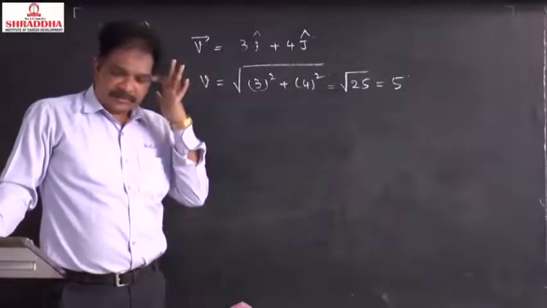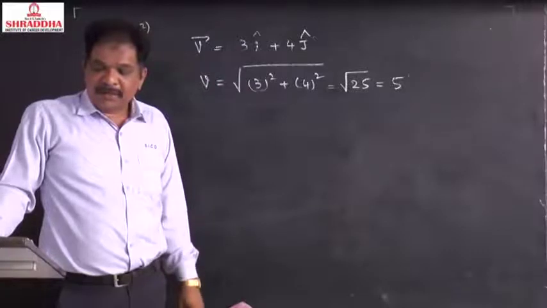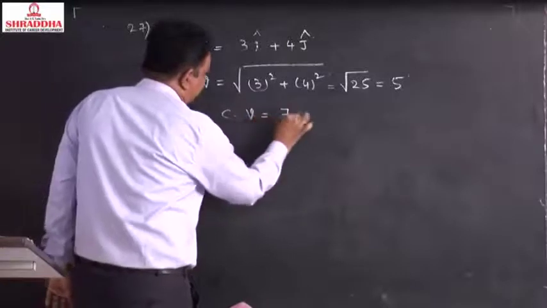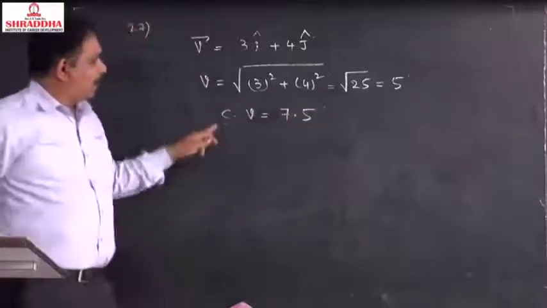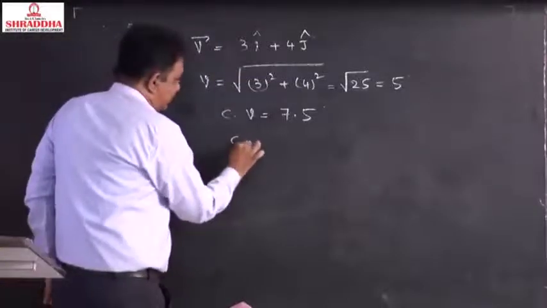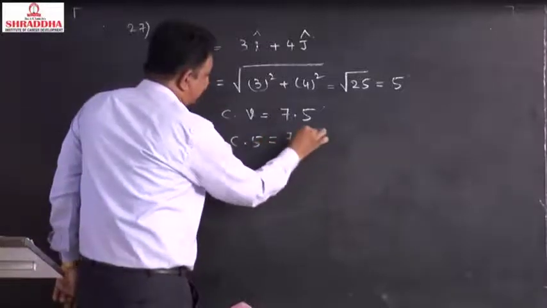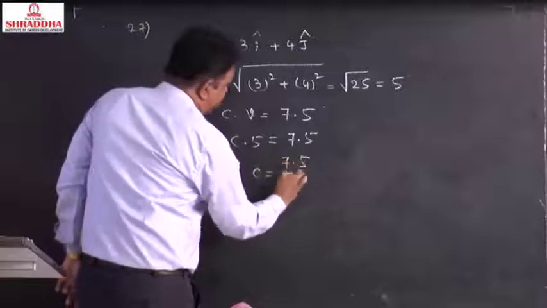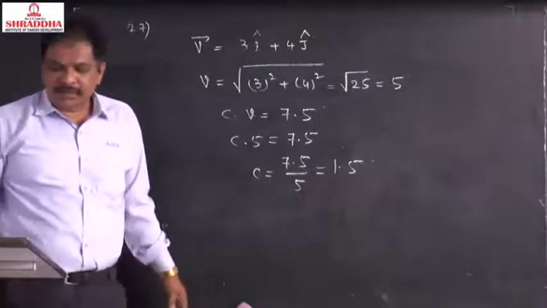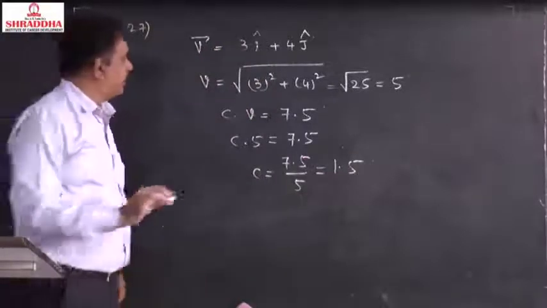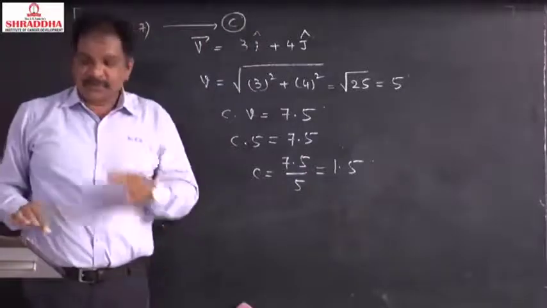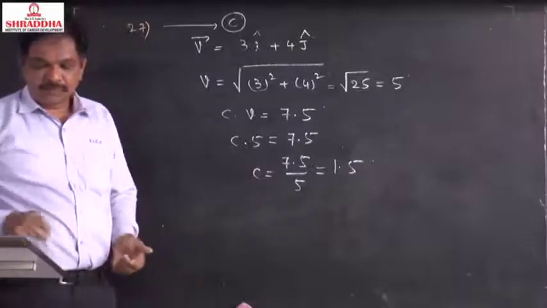Clear? Next. With some number we multiplied so that C into V is equal to 7.5. What is the C value they are asking? Substitute the V value here. C into 5 is equal to 7.5. 7.5 by 5, C value will be 1.5. So 27 will be the third option. Okay, C is equal to 1.5. Next.